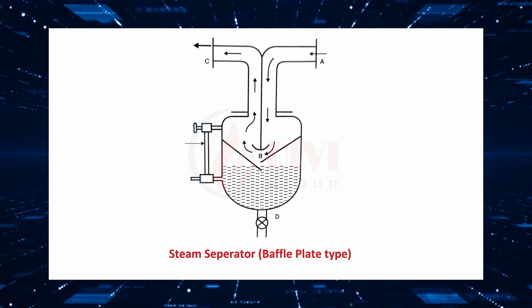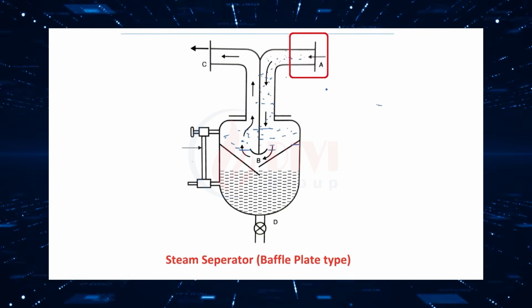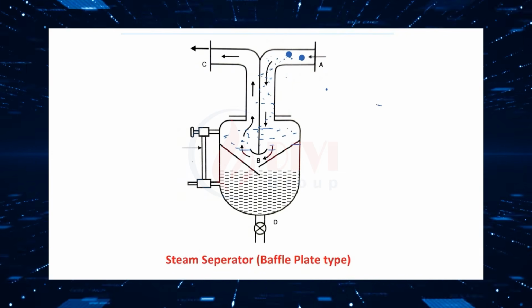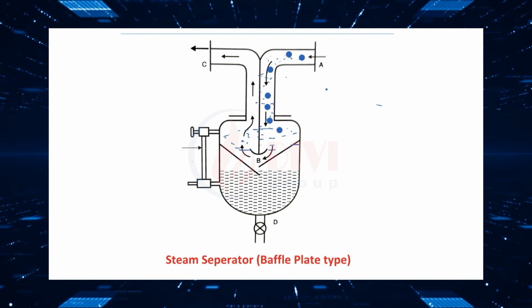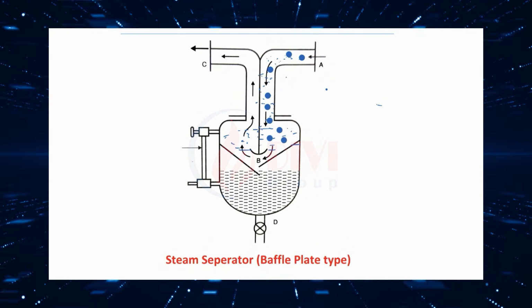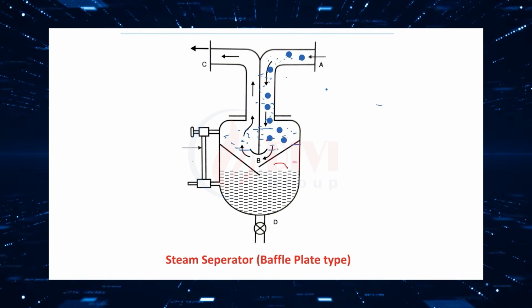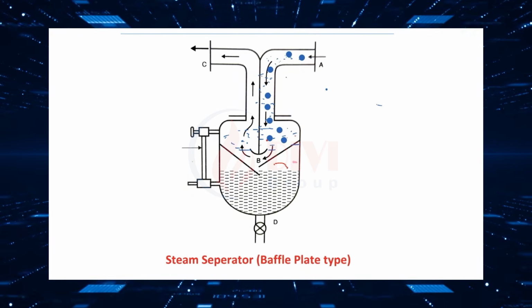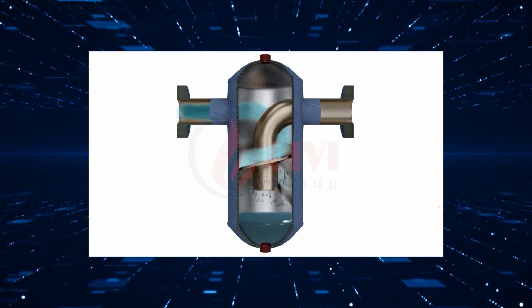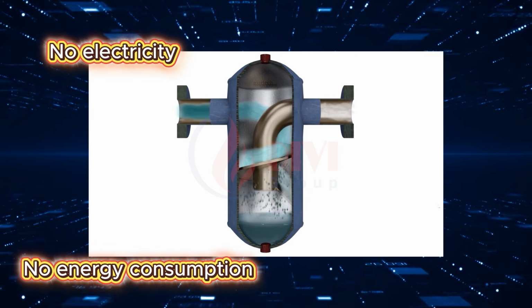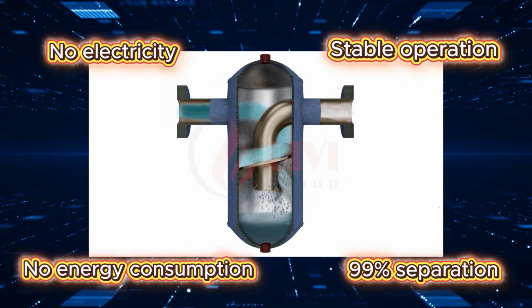A steam separator works by removing moisture through centrifugal force and flow redirection. When wet steam enters, thanks to its special internal geometry, the steam spins in a helical path, losing kinetic energy. Water droplets are flung outward, collected, and drained back to the feedwater tank or deaerator via a drain valve or steam trap. The result, pure dry steam is delivered to the end-use equipment. This is a mechanical and physical process. No electricity, no energy consumption, stable operation, and up to 99% separation efficiency.